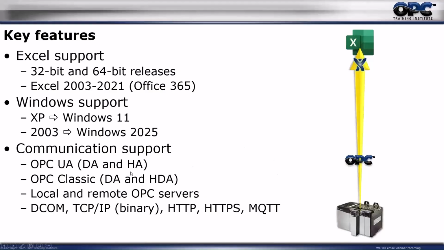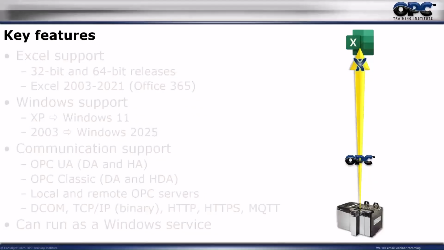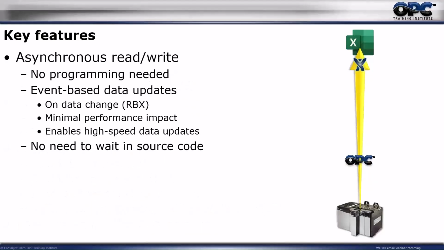Also, pay attention here. You notice that there's OPC UA HA and OPC Classic, OPC HDA. What that means is OPC Expert can enable you to get data from a remote or local historian. So if you're using, for example, Pi or any historian out there with a UA-HA or an HDA server, you can get that data into Excel. So it doesn't just have to be OPC Expert. You can get it from remote historians as well. All of this can run as a Windows service, which I will show you in just a little bit.